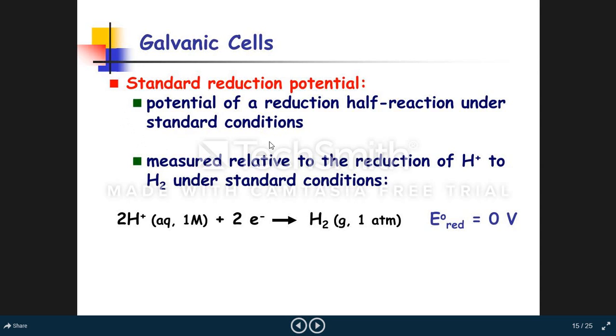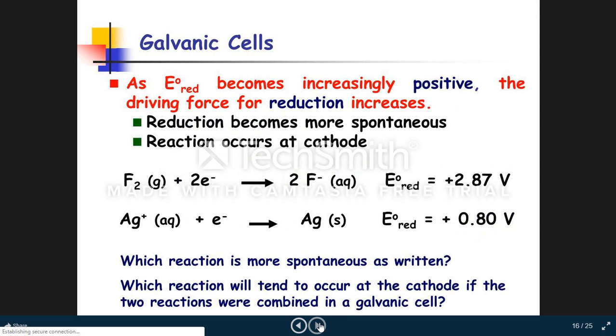Now, we can explain the standard reduction potential as the potential of a reduction half reaction under standard conditions, measured relative to the reduction of H plus to H2 under standard conditions. As we see in this equation, 2 protons, aqueous in a concentration of 1 molar, plus 2 electrons produce H2 gas at 1 atmosphere. E0 red, as we said, equals 0 volt. This is an example for our laws.